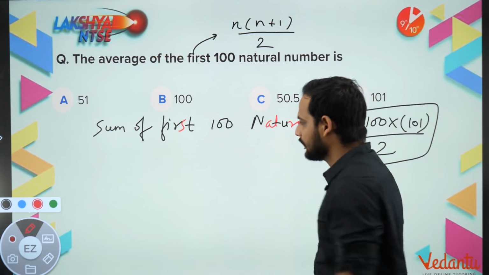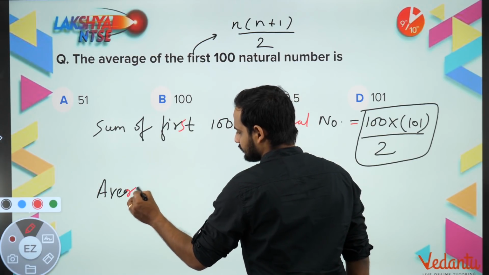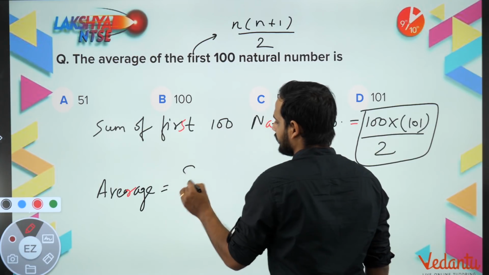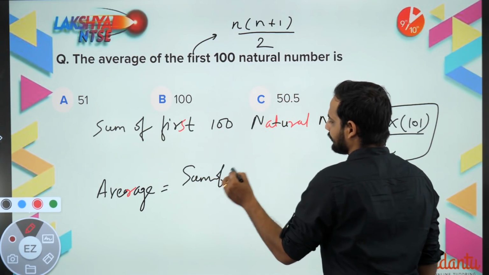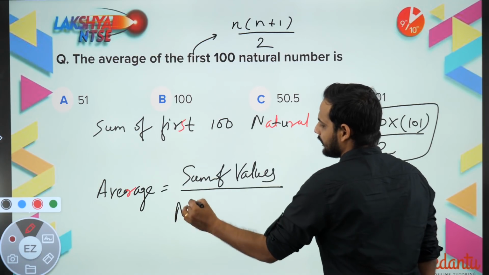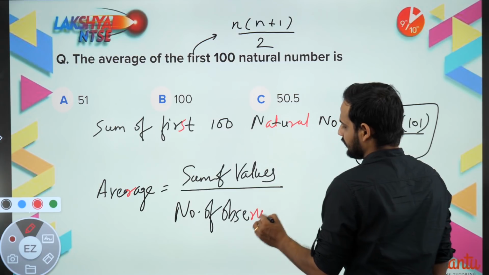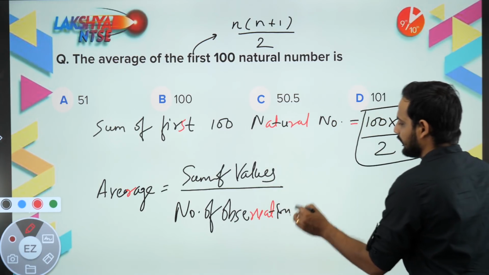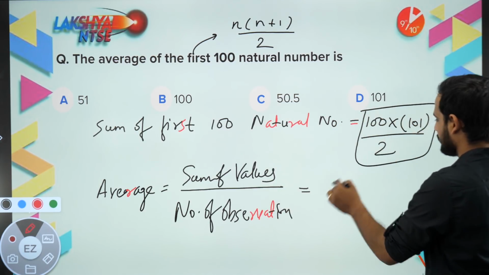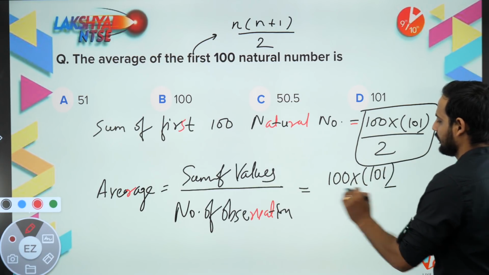Total 100 values. So we know that the formula of average is sum of values, or sum of observations, divided by number of observations. Yes or no? We know it. Correct? So what is the sum of observations? 100 into 100 plus 101 divided by 2.